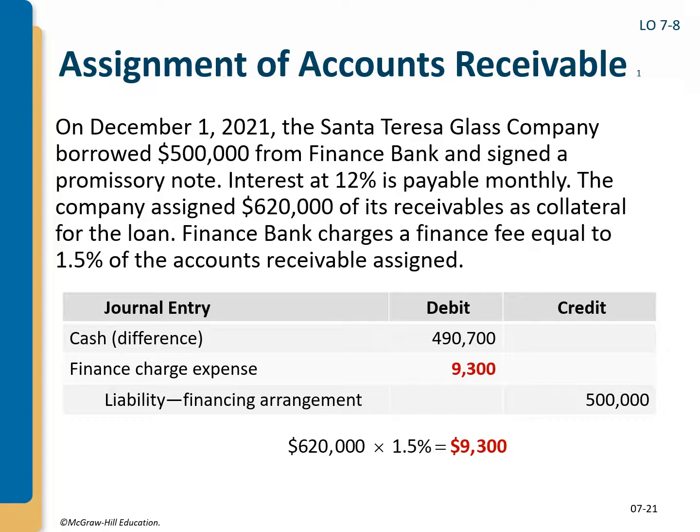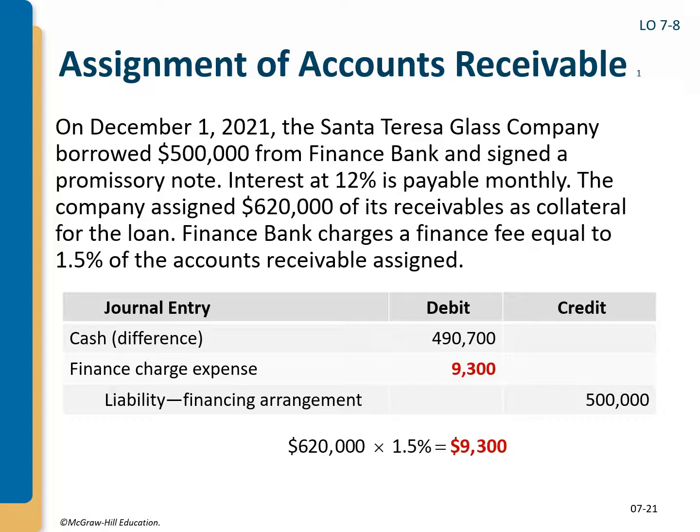Santa Teresa Glass on December 1st borrowed $500,000 from Finance Bank and signed a promissory note. Interest at 12% is going to be paid monthly. The company assigned $620,000 of its receivables as collateral for the loan, and that's normal. We just talked about that. Finance Bank charges a finance fee equal to 1.5% of the accounts receivable assigned.